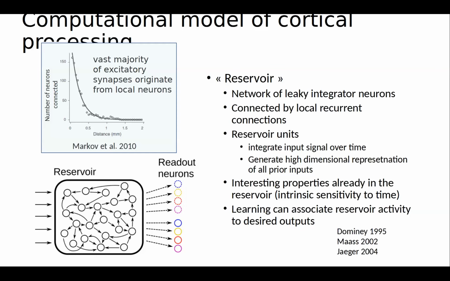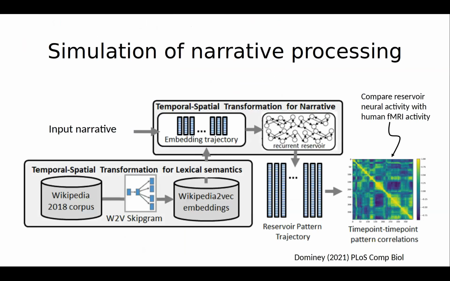Typically, learning is learning the associations between patterns of activity in the reservoir and the output neurons for the task that you're interested in. But just looking already in the reservoir, there are these interesting properties, including sensitivity to time. So we're going to use this kind of network to simulate narrative processing.